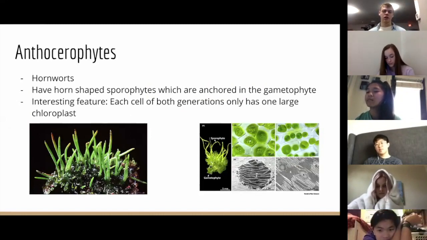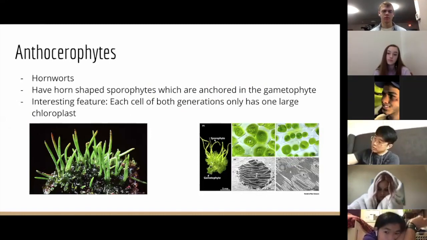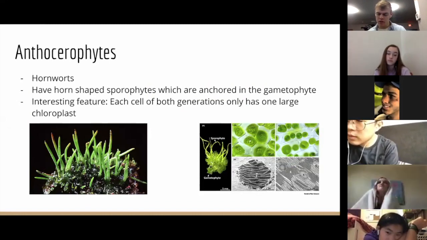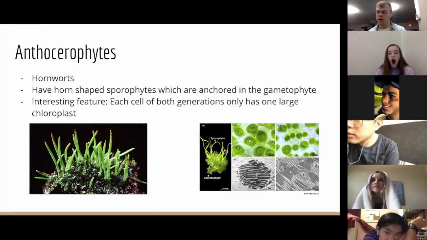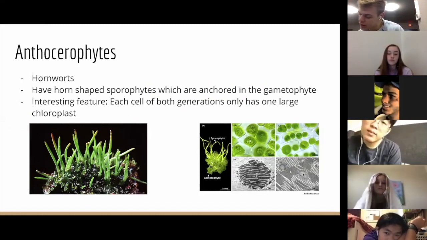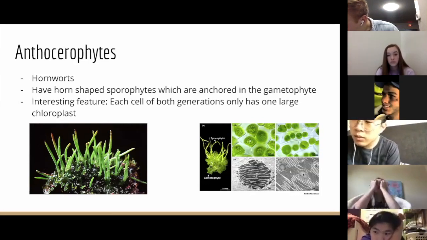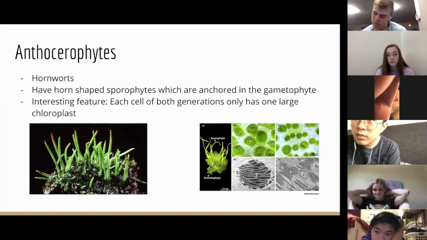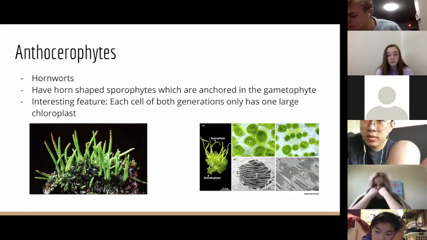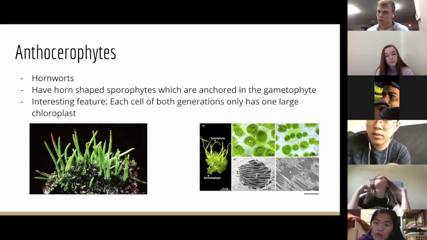So hornworts, this is another type of non-vascular plant. They actually have sporophytes anchored into the gametophyte generation. And then each cell of both generations actually only has one large chloroplast. If you look at the bottom right corner, the picture labeled B is a hornwort cell, a microscopic thing. And the one titled C is what a normal plant cell would look like. You have a lot of chloroplasts per cell, whereas the one in B only has one chloroplast.